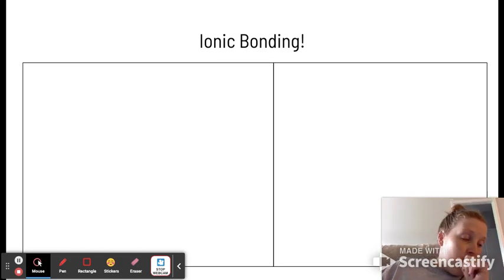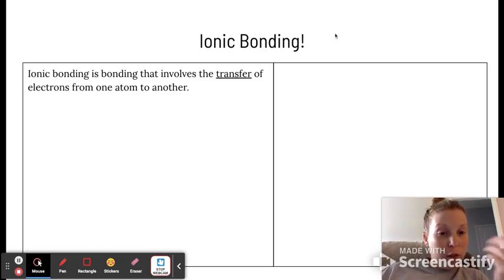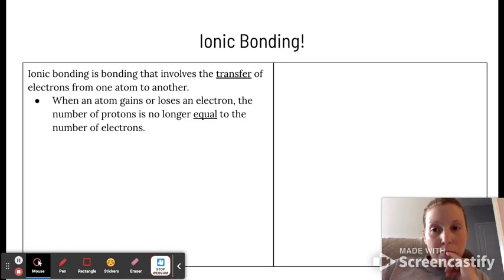So first, we're going to focus on ionic bonding because this is the biggest one for you to understand of the two that we're looking at today. And ionic bonding is bonding that involves a transfer of electrons from one atom to another. So this is a full transfer. One atom is gaining, one atom is losing electrons. So when an atom gains or loses an electron, the number of protons and electrons are no longer equal, so they become ions.